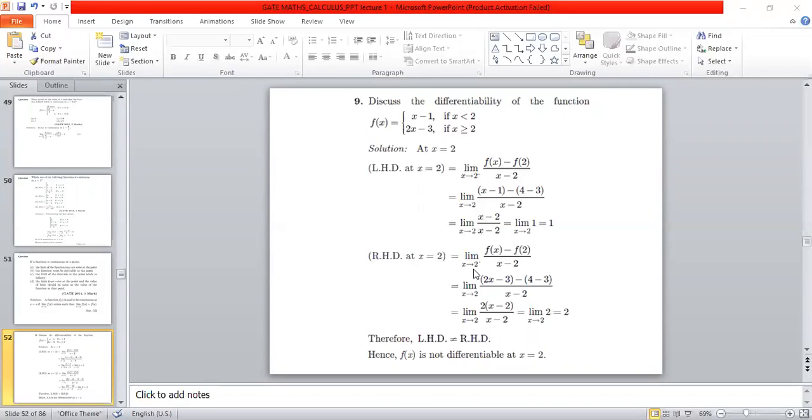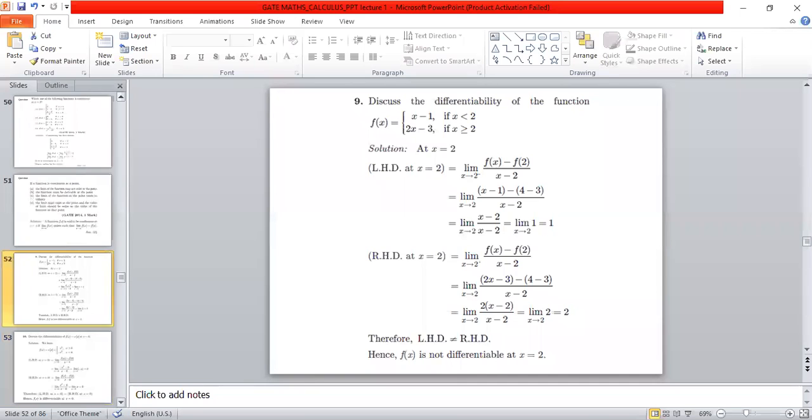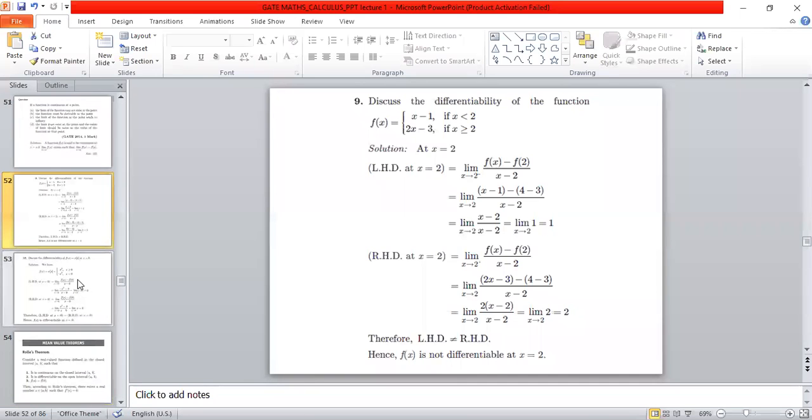As x tends to 2 plus, that is ahead of 2, and x is greater than 2, the function is 2x minus 3. So 2x minus 3 minus f of 2 upon x minus 2, f of 2 is similarly 4 minus 3, upon x minus 2, that is 2. X minus 2 cancels, and the value is 2. In this case, we can see the left hand derivative is not the same as the right hand derivative. So the function is not differentiable at 2.